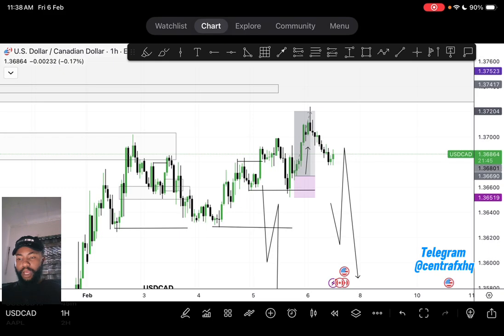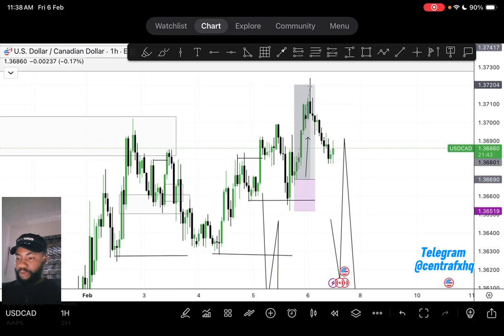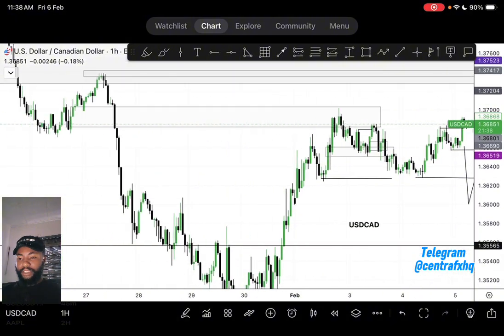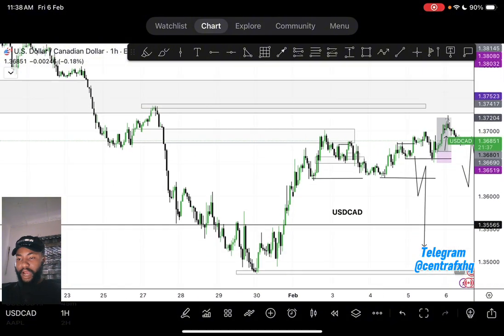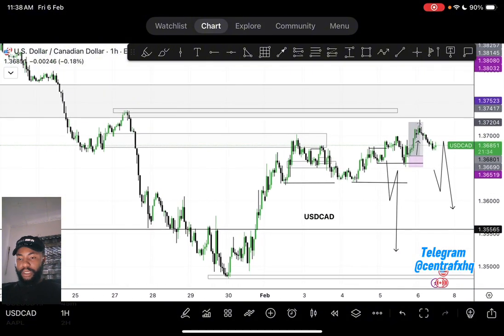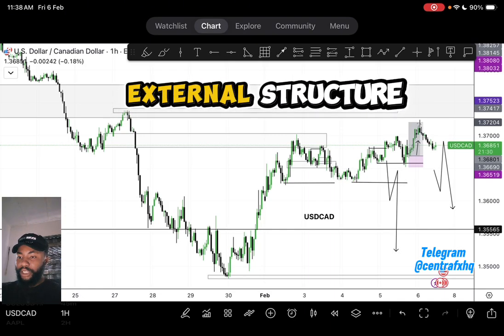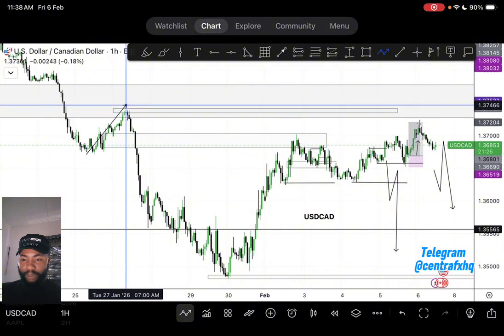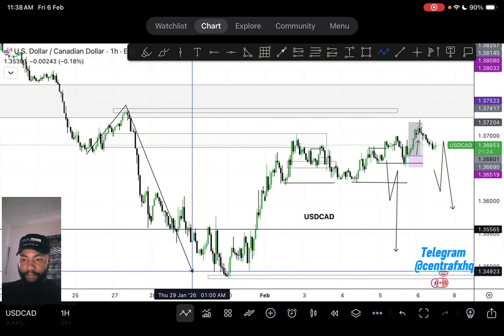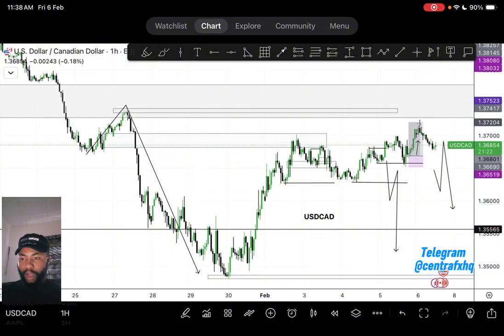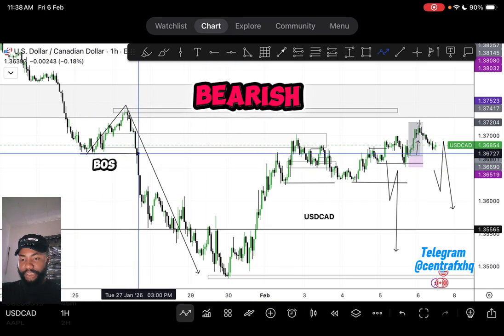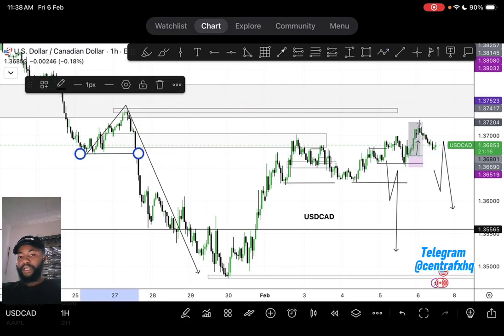So let's just dive into this analysis that you're seeing here on my screen currently. If you look at my screen now, you are going to see that we are actually on, if you look at the external structure, so this is the external structure, guys. Price did a pullback to the upside, and price broke structure to the downside. So our external structure is currently bearish.